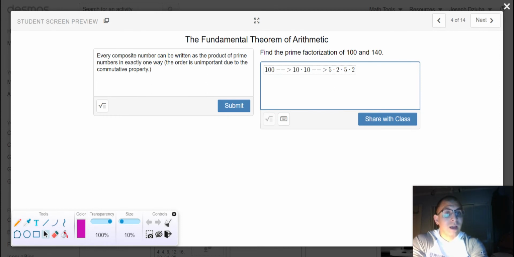In this instance, I see that 5 and 2 are considered prime, and every composite number can be written as the product of prime numbers. So since all of these values here are prime, all I can really do is tighten up my notation. And this would be the prime factorization of the number 100: 2 squared times 5 squared. If we expand that, 2 squared becomes 4, and 5 squared becomes 25. 4 times 25 will give us 100. On your own, I would like for you to prime factorize 140. Be sure to hit the square root button. That way your math type can be accessible.